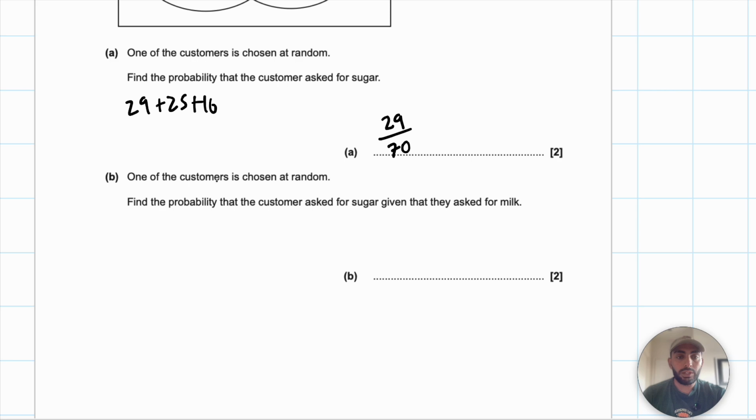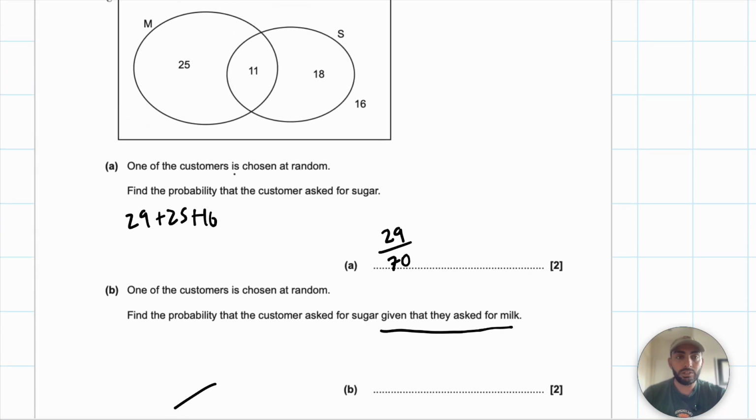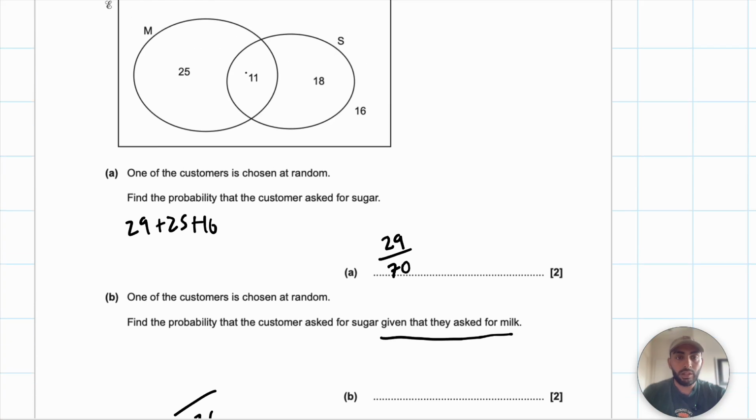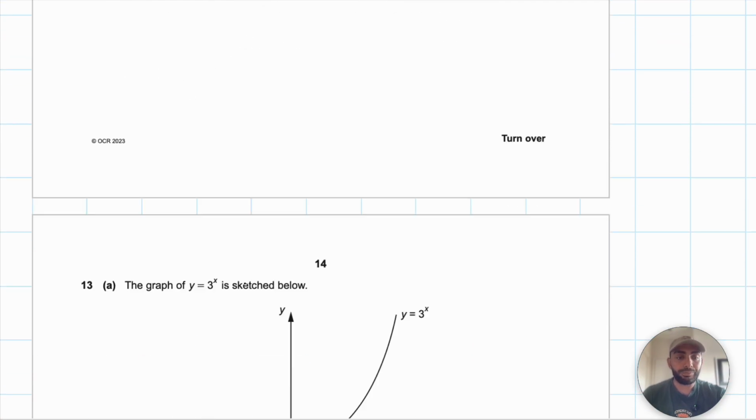Part B, one of the customers is chosen at random. Find the probability that the customer asked for sugar given that they asked for milk. Because this is a given that they asked for milk, I'm going to look for the people that asked for milk first. So the total amount of people that asked for milk are these 25 plus 11, so it's going to be out of 36 this time. And we're looking for the people that asked for sugar. That'll be 11 out of 36.